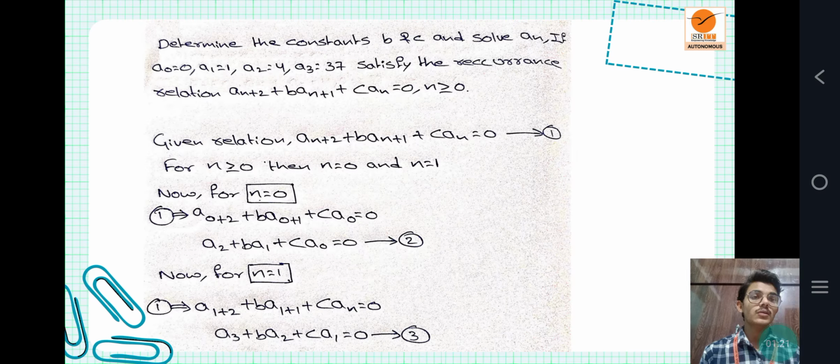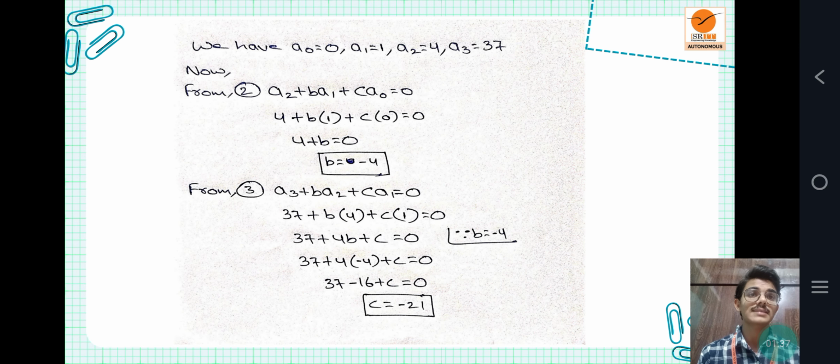Now it's time for n = 1. Substitute n = 1 in equation 1. Then we get a3 + b·a2 + c·a1 = 0. Consider equation 2 and equation 3. If n = 0, that is equation 2. If n = 1, that is equation 3. Let's move on to another slide, ma'am.